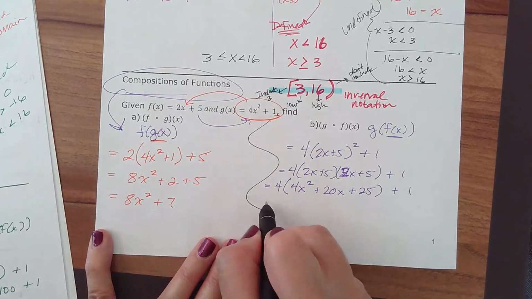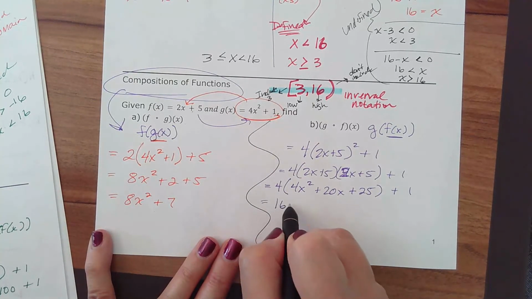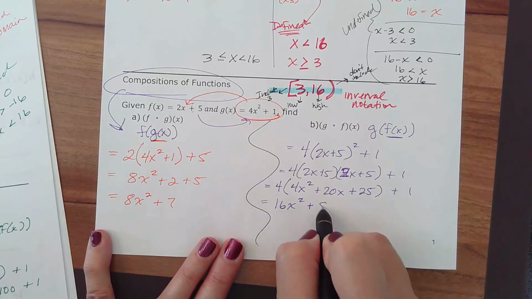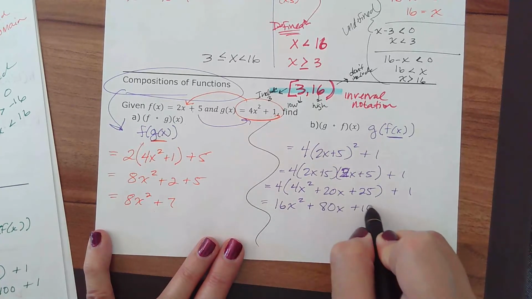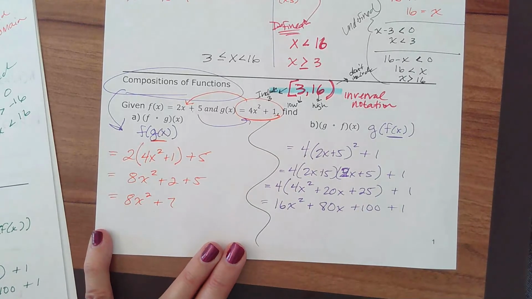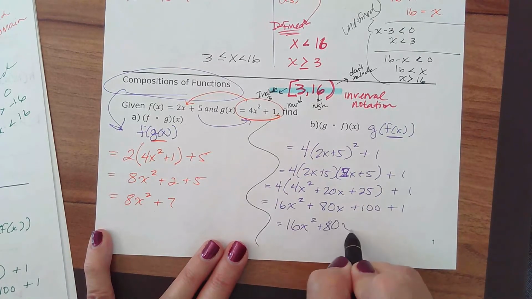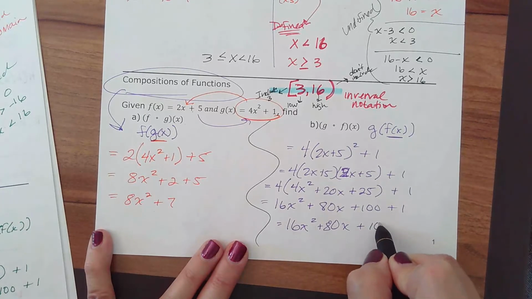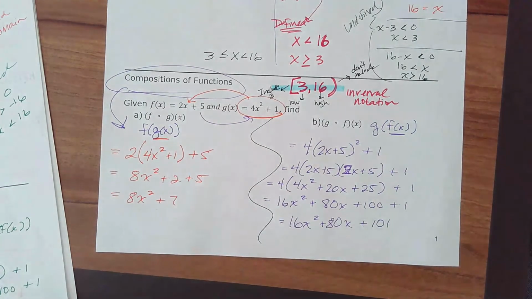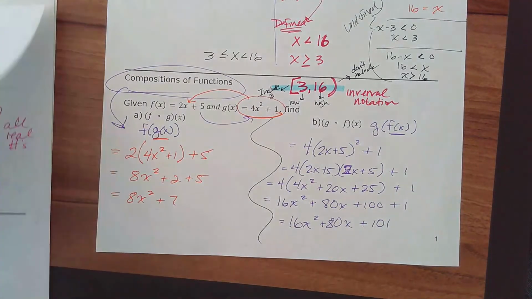I'm going to distribute now the 4, so I get 16x squared plus 80x plus 100 plus 1. And the final step is just to combine any like terms. Since the only like terms I have are the 100 and the 1, I get 101. And that's it. That's a composition of functions.